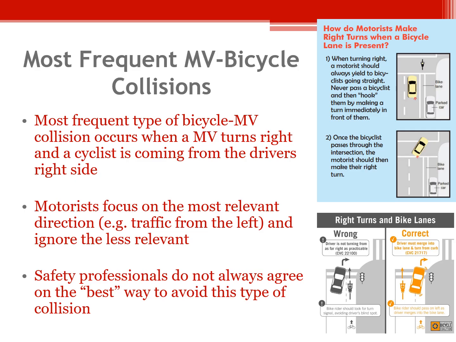a motor vehicle turns in front of a bicyclist or squeezes a bicyclist a little bit while making a turn. Now, safety professionals do not always agree on the best way to do urban design to avoid this type of collision. There have been a few different things that have been tried, but that is by far the most frequent type of motor vehicle and bicycle collision.